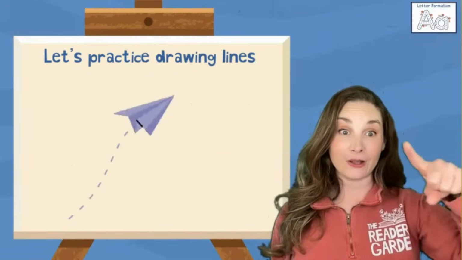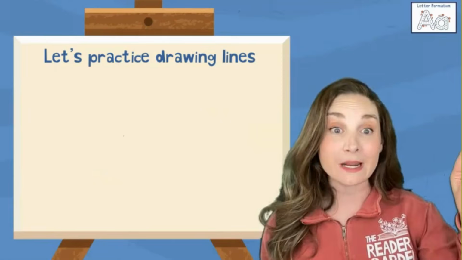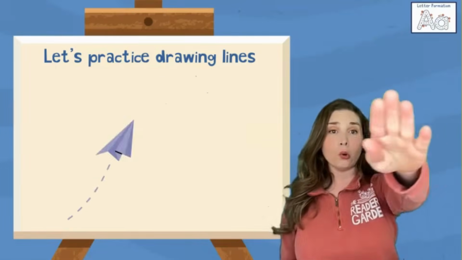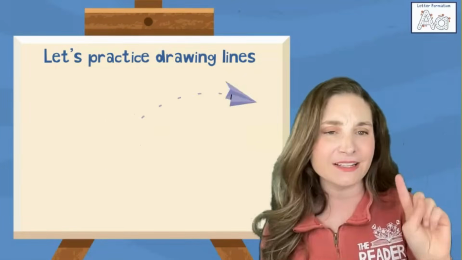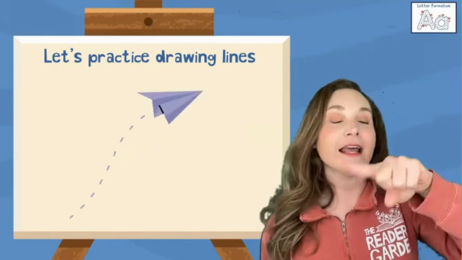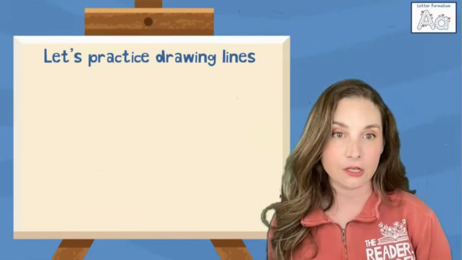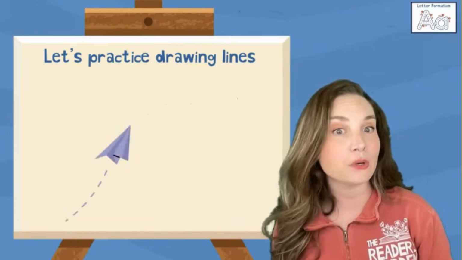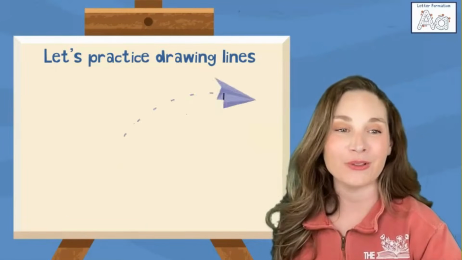We're going to practice drawing lines in the air. You can use your tracing finger or you can use your whole arm to trace. I really like to use my tracing finger because it feels kind of like if I was writing with a marker or a pen. And I like to trace in the air, but you can also trace on a table if you're sitting at a table, or you can trace on the floor with your finger if you're on the floor.